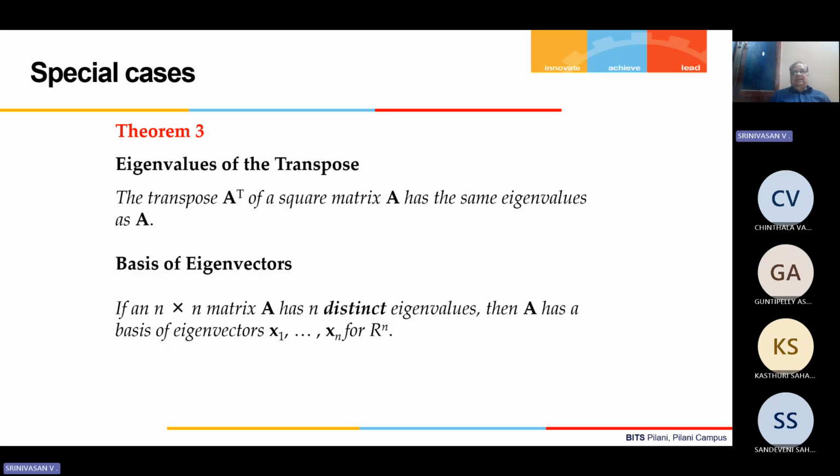Basis of eigenvectors. If an n by n matrix A has n distinct eigenvalues, look at the word distinct. In the previous two problems we came across a matrix of order 3 by 3 having three eigenvalues, of which two are repeated. There are many occasions where all three are distinct, different. So if a matrix of order n by n has n distinct eigenvalues, naturally, then A has a basis of eigenvectors, which are n in number, x1, x2, etc., for n-dimensional space.